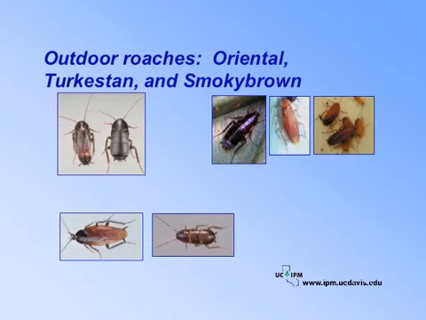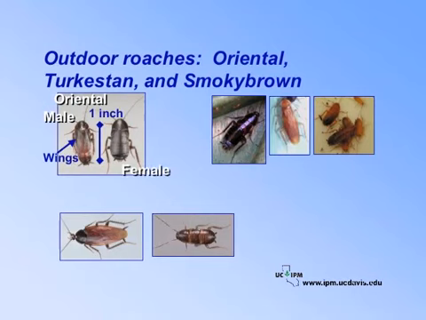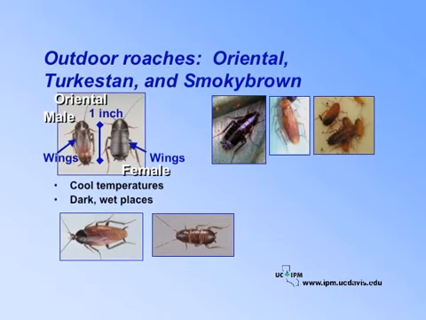Oriental, Turkestan, and smoky brown cockroaches are all outdoor species, but occasionally come indoors at night looking for food. All of these roaches are much larger than the indoor species. The Oriental cockroach is 1 inch long and almost black. In males, wings are shorter than the body. However, female wings are undeveloped. Oriental roaches prefer cool temperatures and are found in dark, wet places such as wood piles, drains, water meter boxes, ivy, and ground cover.